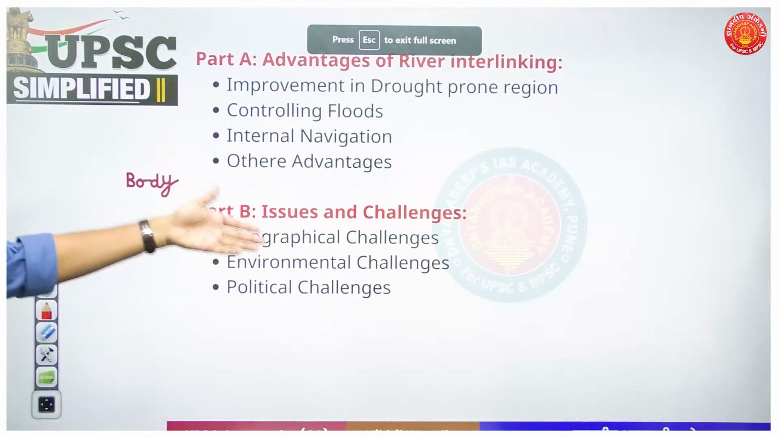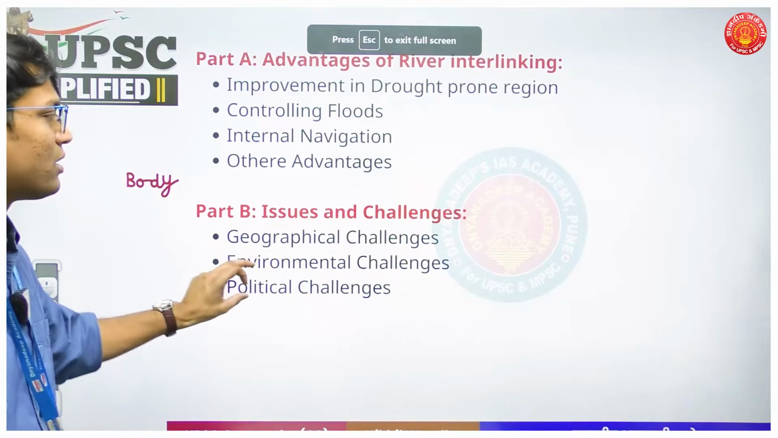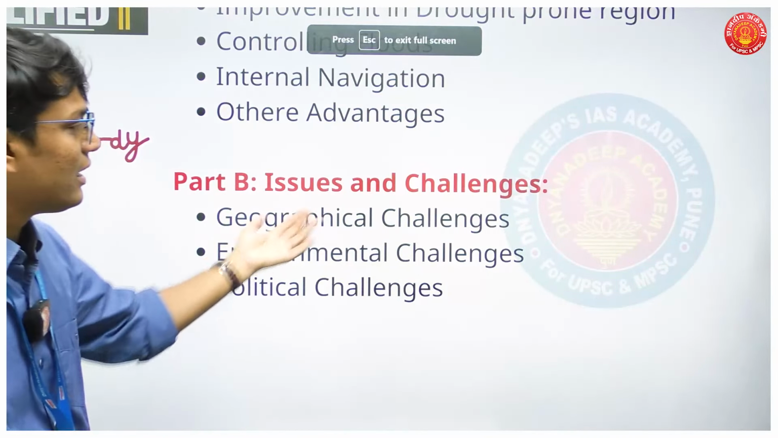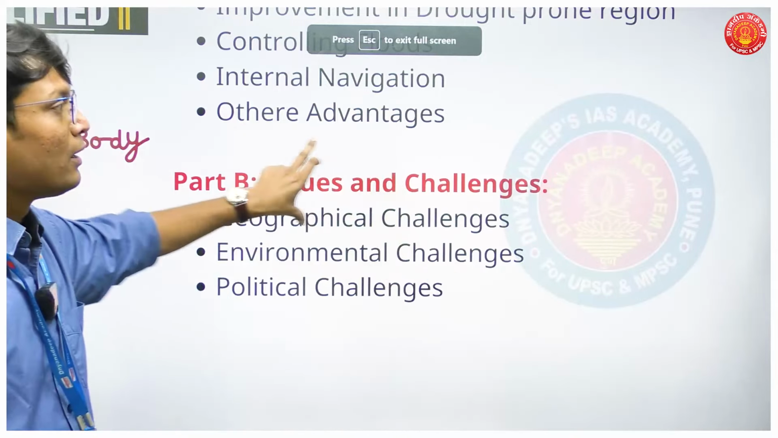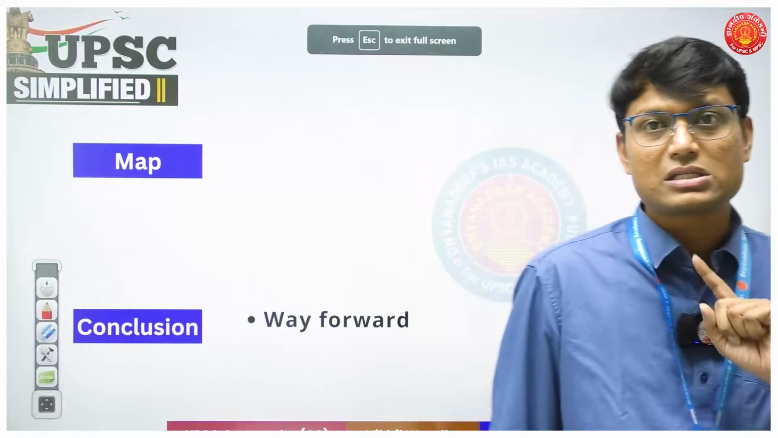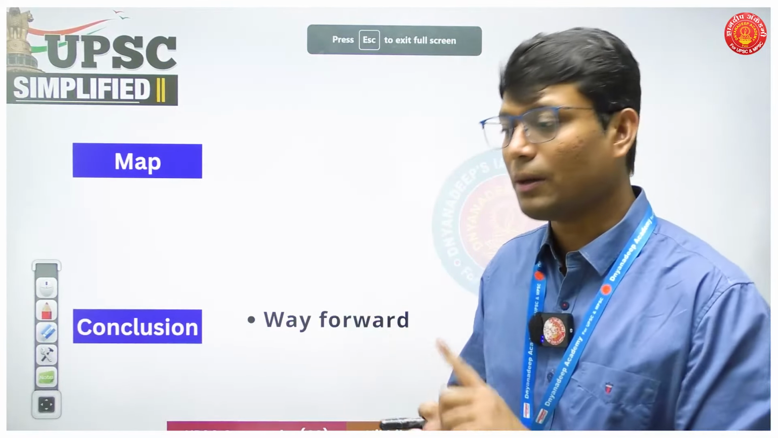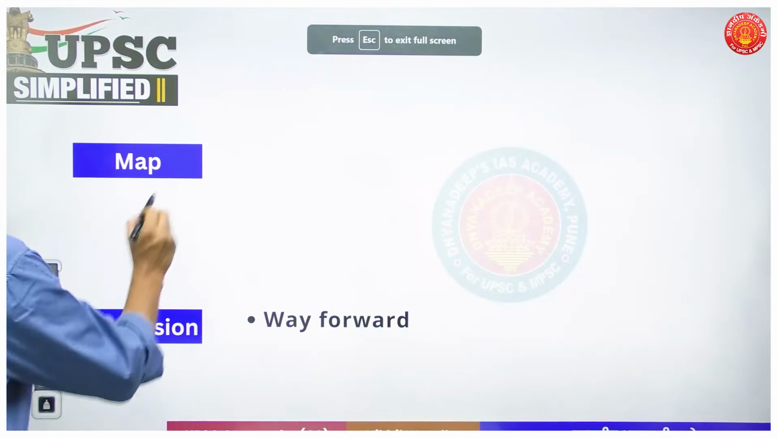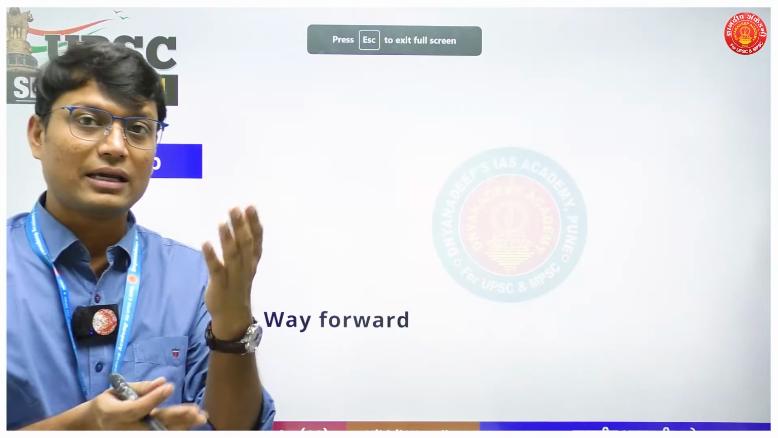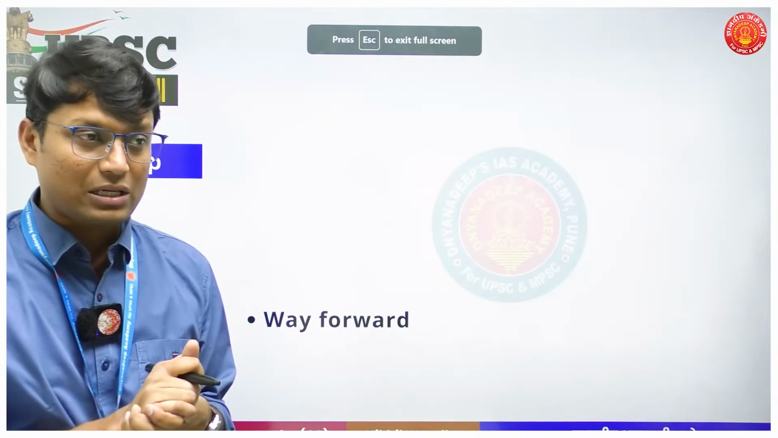Now, in challenges, I have fairly addressed what types of issues and challenges can come up. You can make these categories, and then there will be further sub-points. Moving to the other part, one thing very necessary here is a map. You have to put a map here. You will have to show a couple of river interlinking projects in India. Take India's map, draw it, and show some river interlinking projects.